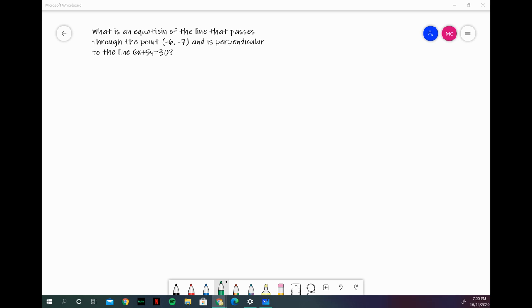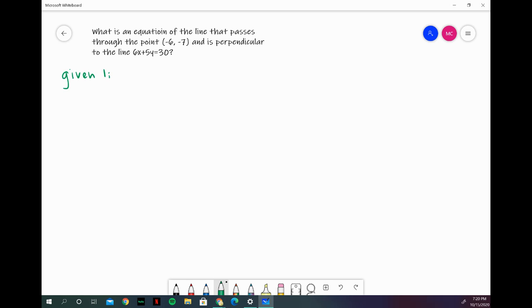What is an equation of the line that passes through the point (-6, -7) and is perpendicular to the line 6x + 5y = 30? Step 1 is to find the slope of the given line by writing it in slope-intercept form.